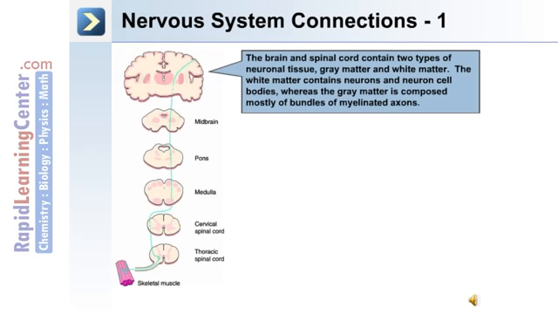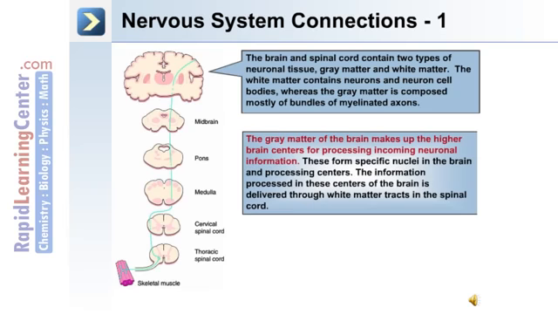The connections of the nervous system. The brain and spinal cord contain two types of neuronal tissue, gray matter and white matter. The white matter contains neurons and neuron cell bodies, whereas the gray matter is composed mostly of bundles of myelinated axons. The gray matter of the brain makes up the higher brain centers for processing and incoming neuronal information. These form specific nuclei in the brain and processing centers.